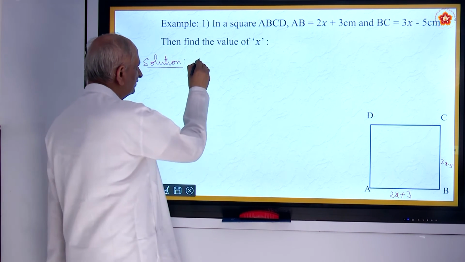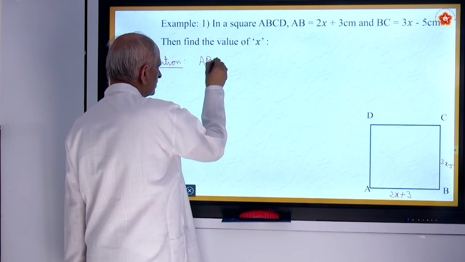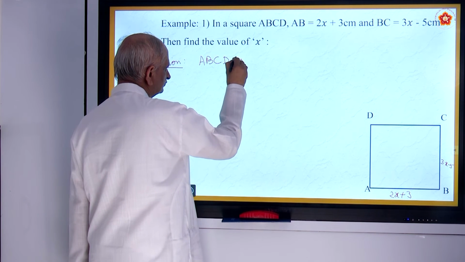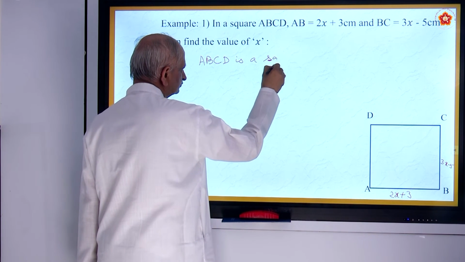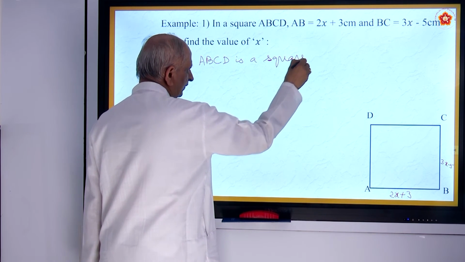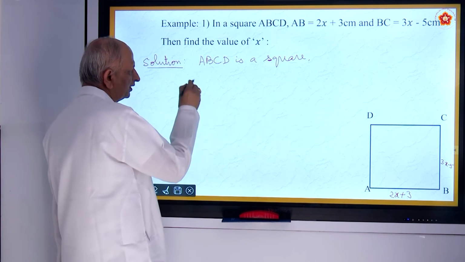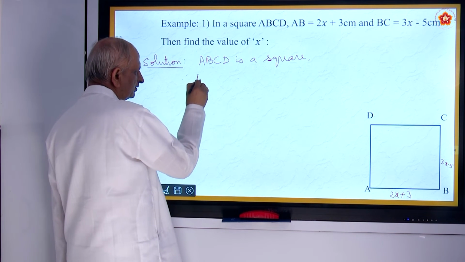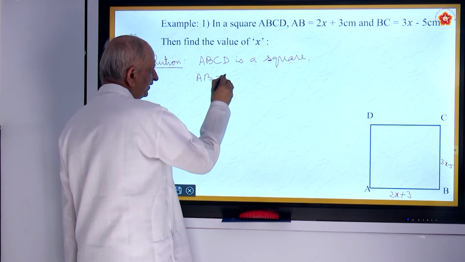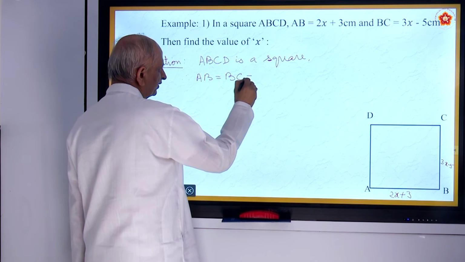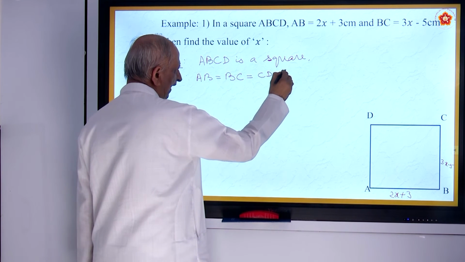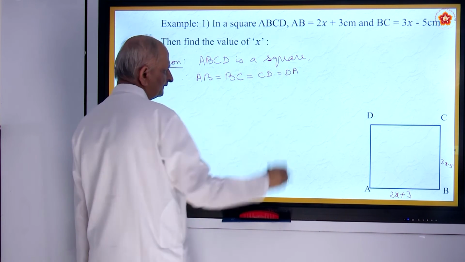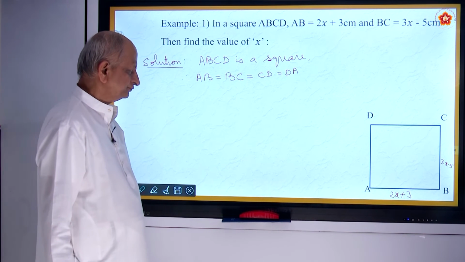So ABCD is a square. In a square, what is the property? All the sides are equal, no? So AB is equal to BC is equal to CD is equal to DA. All the sides are equal.